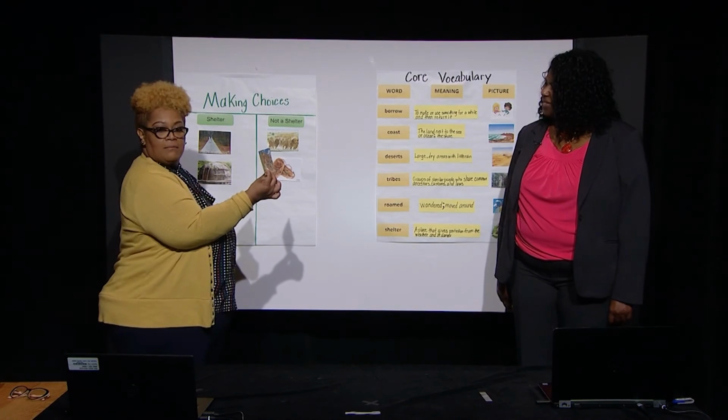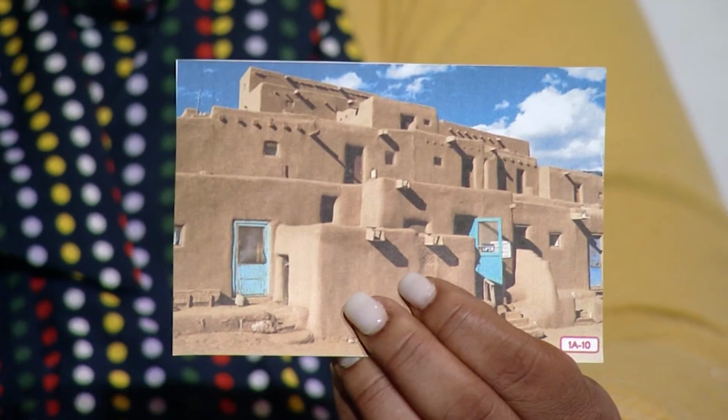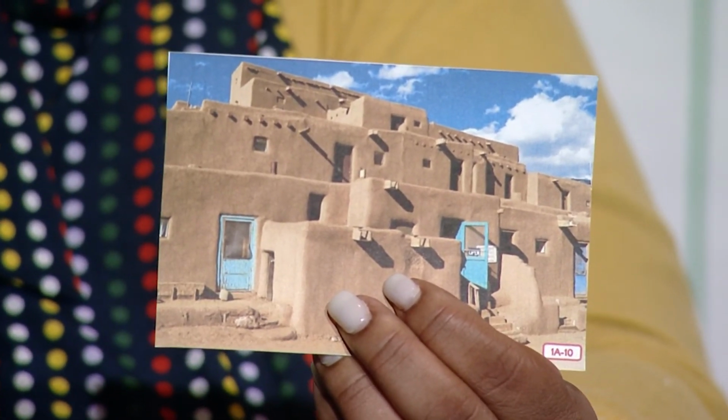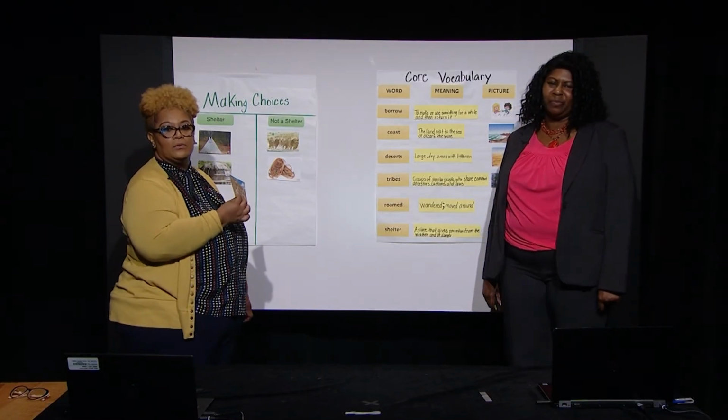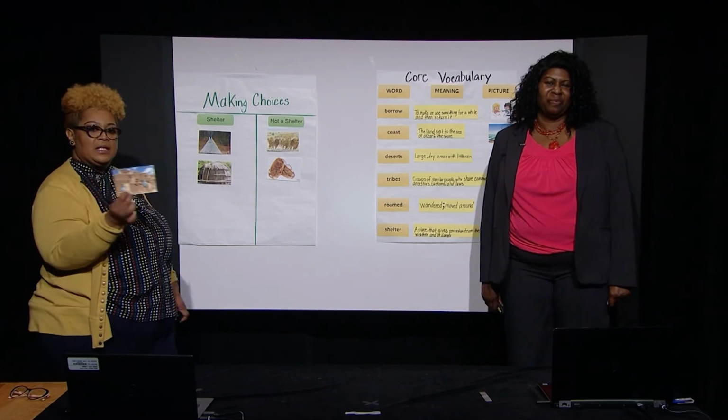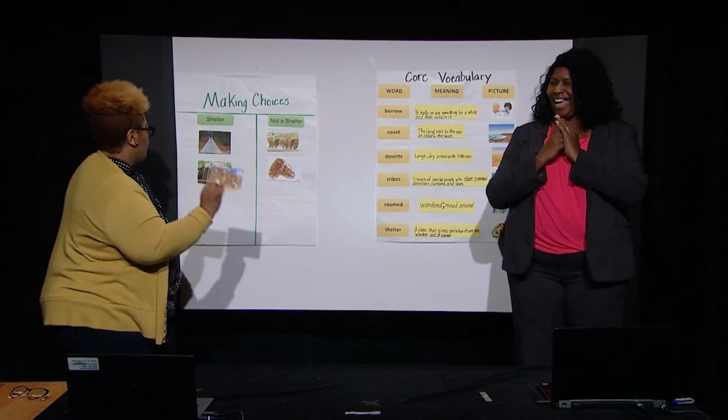Can you tell me if this is a shelter or not? That's a shelter. That is a Pueblo. You're absolutely correct. Boys and girls and Miss Delphine, this is a shelter.